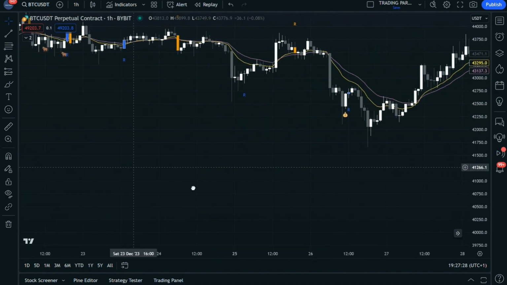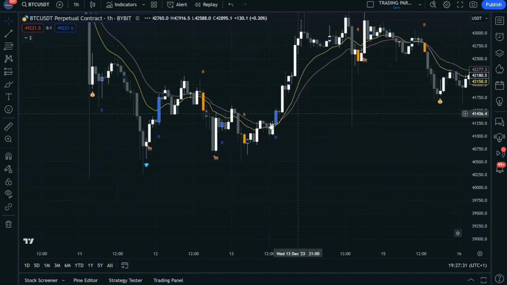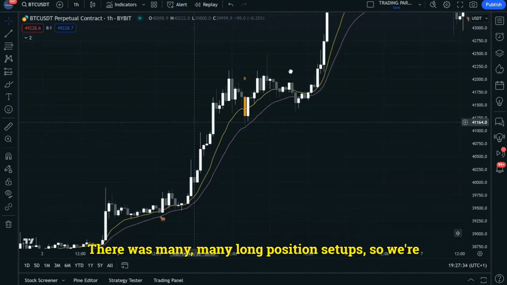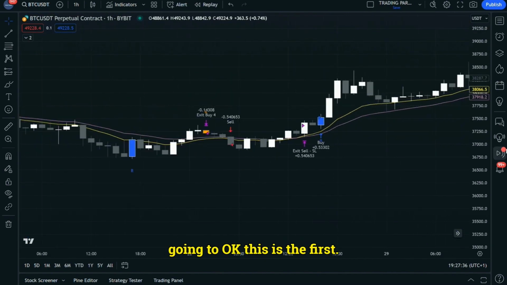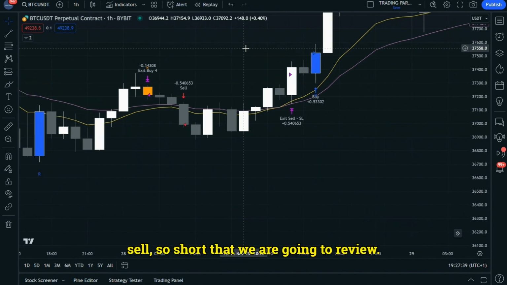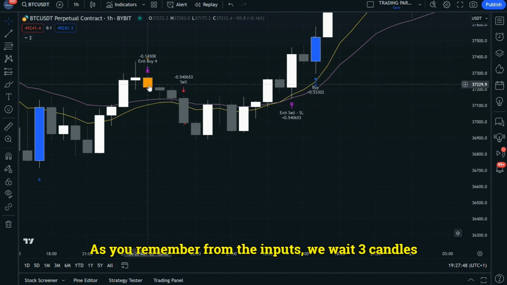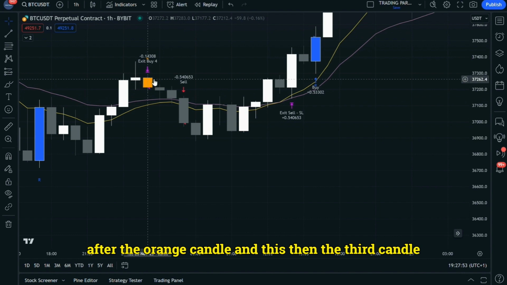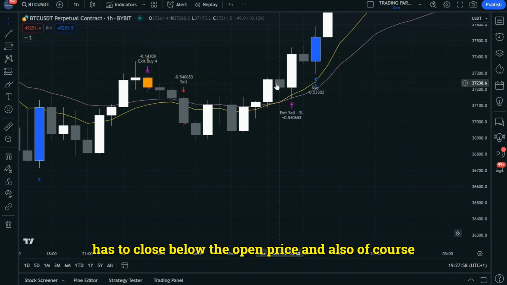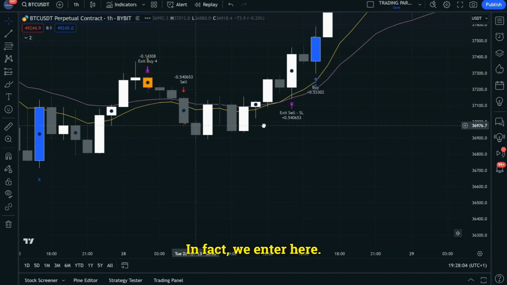Lately there were many long position setups, so we're gonna, okay, this is the first sell, so short, that we are going to review. Orange candle, as you remember from the inputs, we wait 3 candles after the orange candle, and then the third candle has to close below the open price and also of course the line of the orange candle. In fact, we enter here.